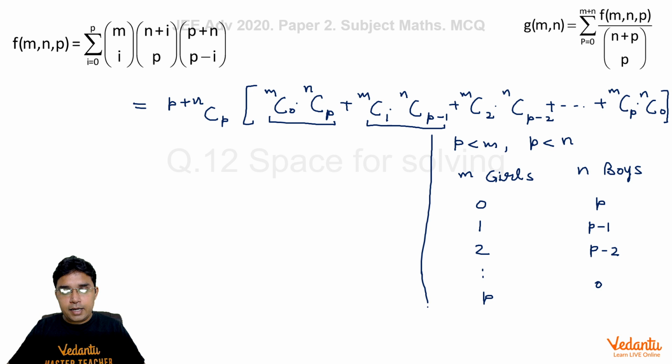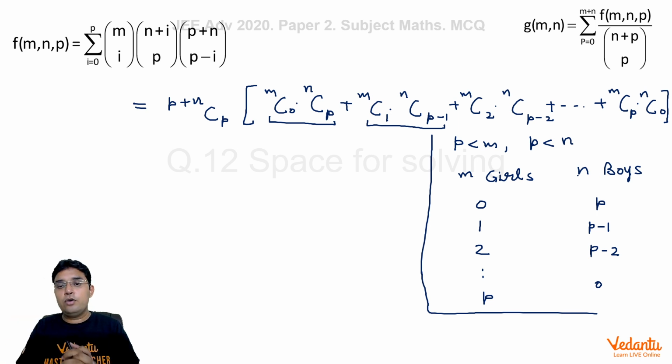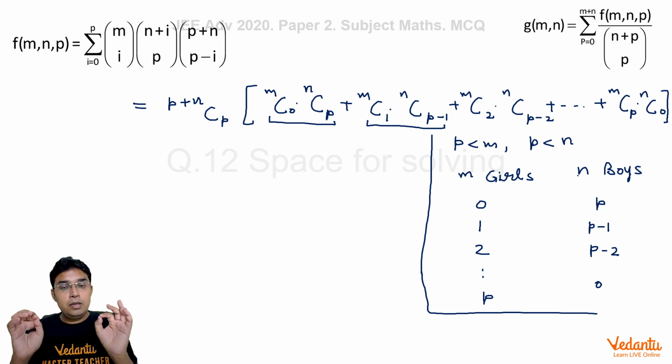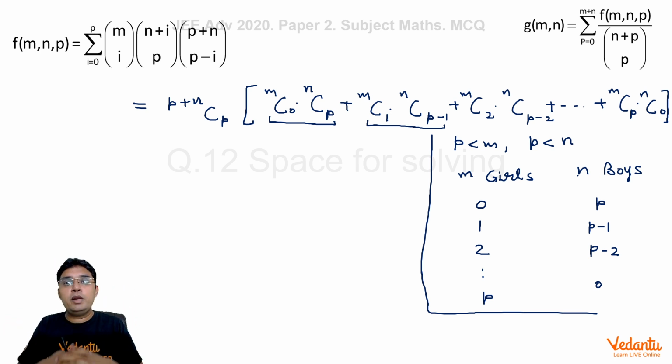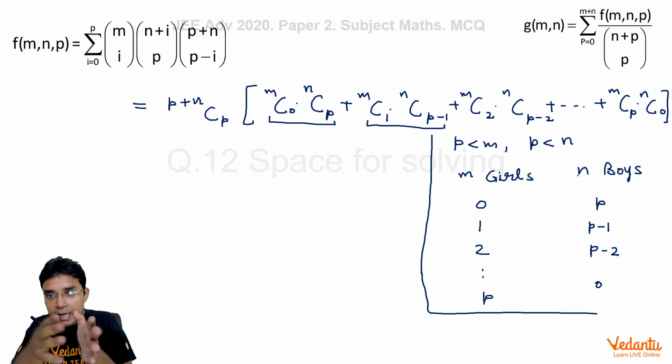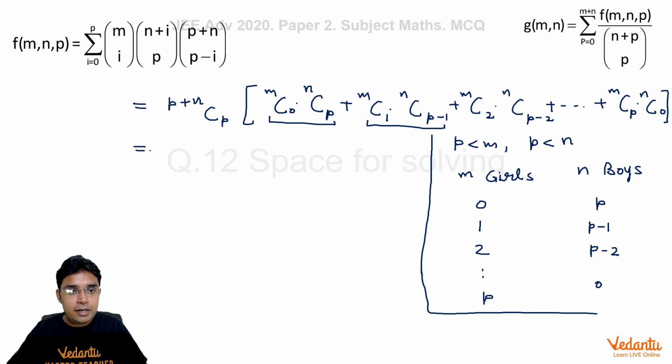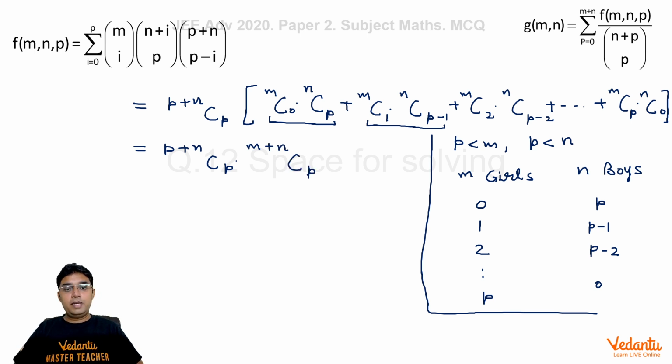So what exactly is this summation giving us? It is actually giving us all possible selections of m girls and n boys, out of which we are taking only p persons. P persons irrespective of how many of them are girls or how many of them are boys. So this entire summation can be directly written as (m plus n)Cp. I hope that is clear.